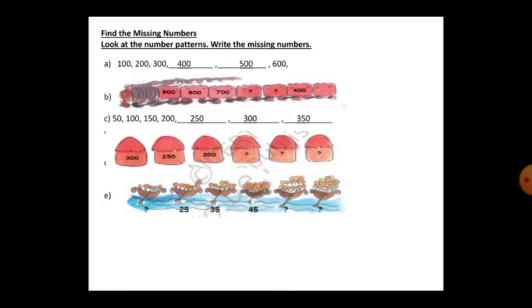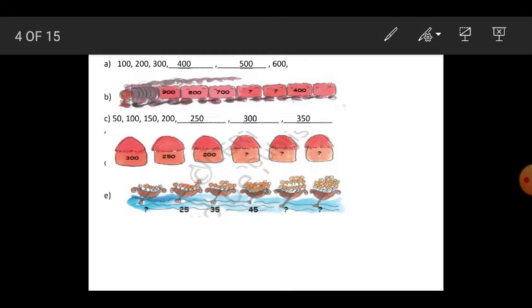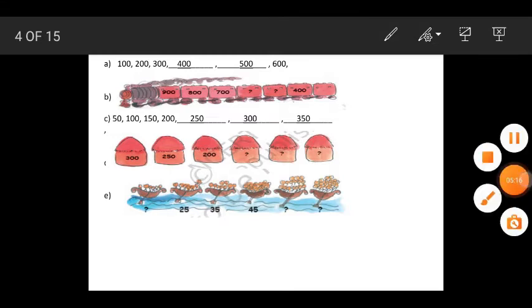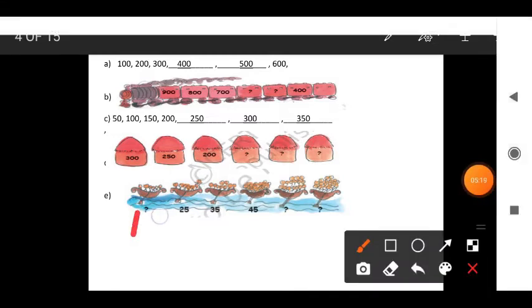Next, here 25, 35. You can observe that it is increasing, but you have to write the first number. What is that first number? Yes, 15. That is 15, 25, 35, 45, 55, 65.